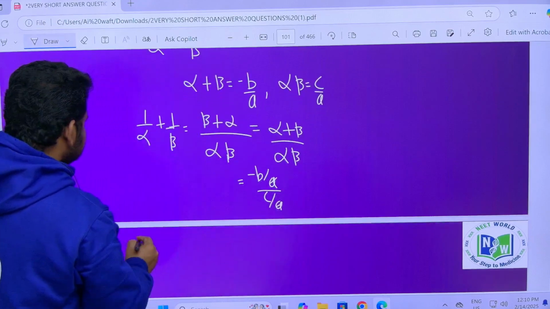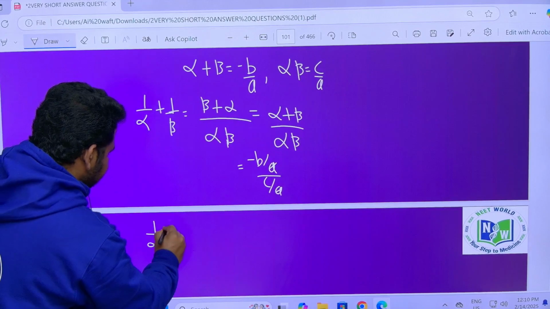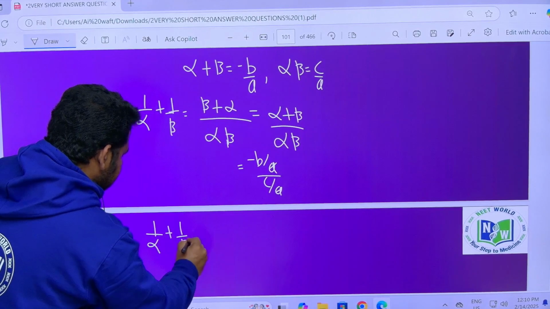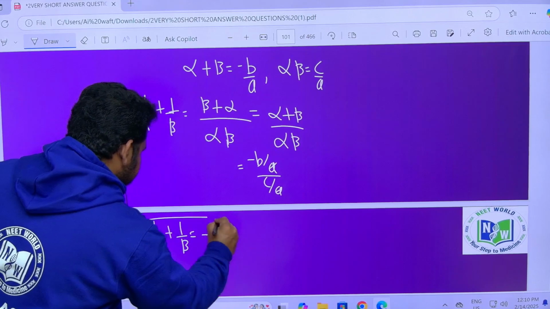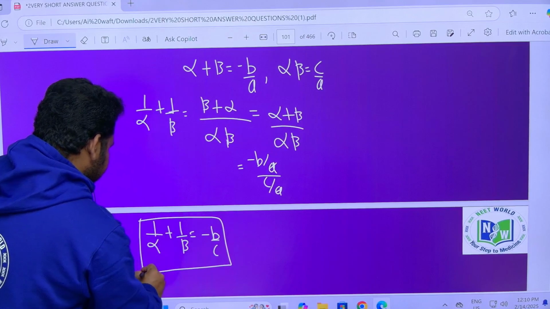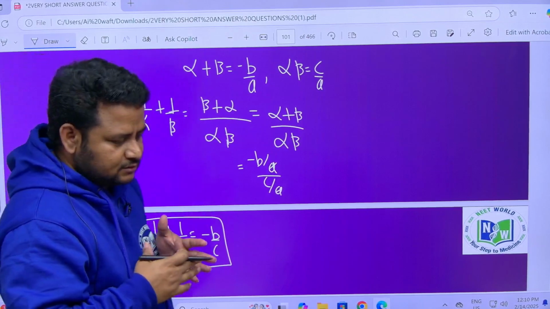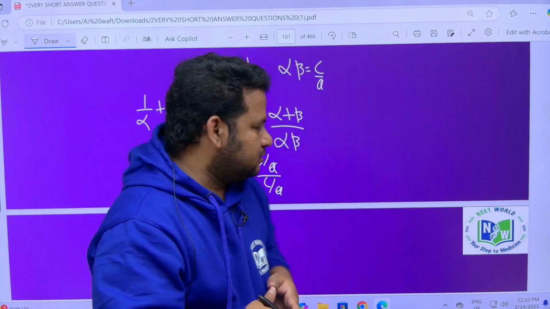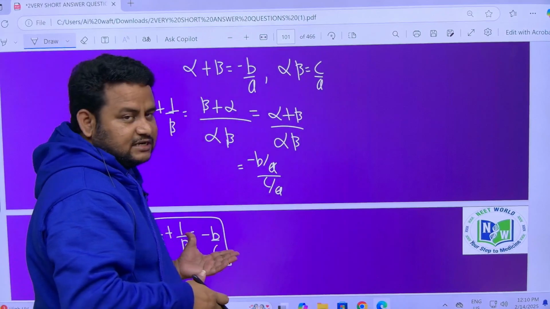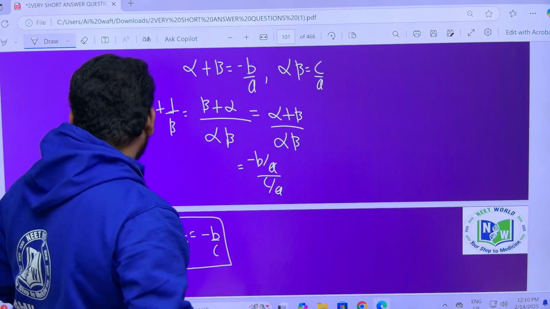So therefore I can write 1 by alpha plus 1 by beta will be equal to minus b by c. This is the answer. Simple, very simple. If you know the relation between sum of the roots and product of the roots, that is the relation between the roots, you will get this answer. Very simple question, you can solve this.